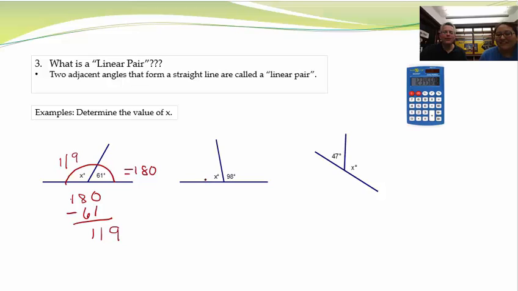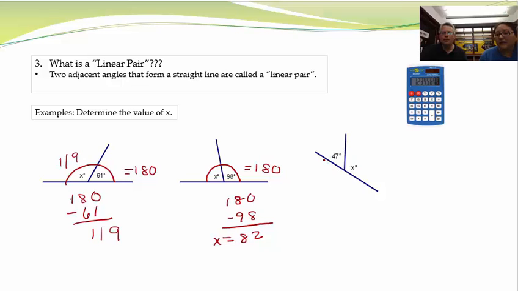Very good. The same as the other example. So two angles that make a line would equal 180. So 180 take away 98, I think you get 82. So x will be 82.